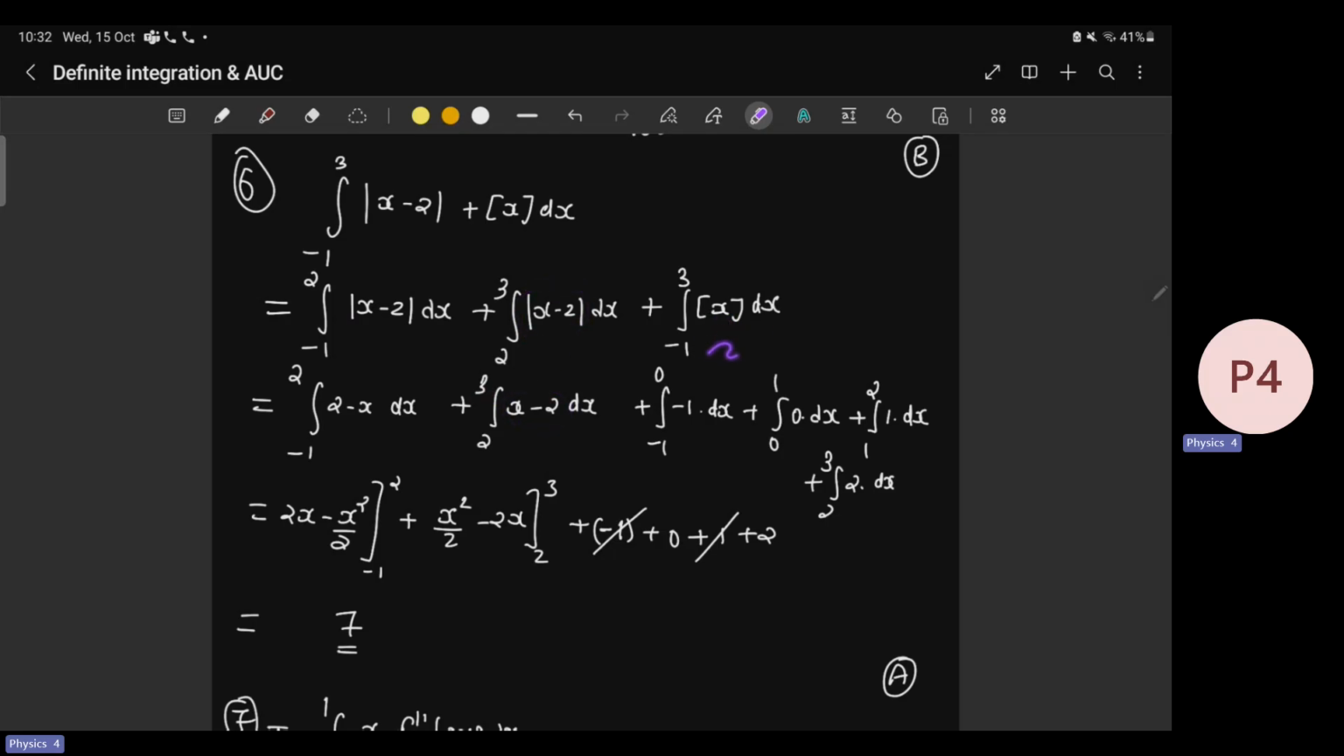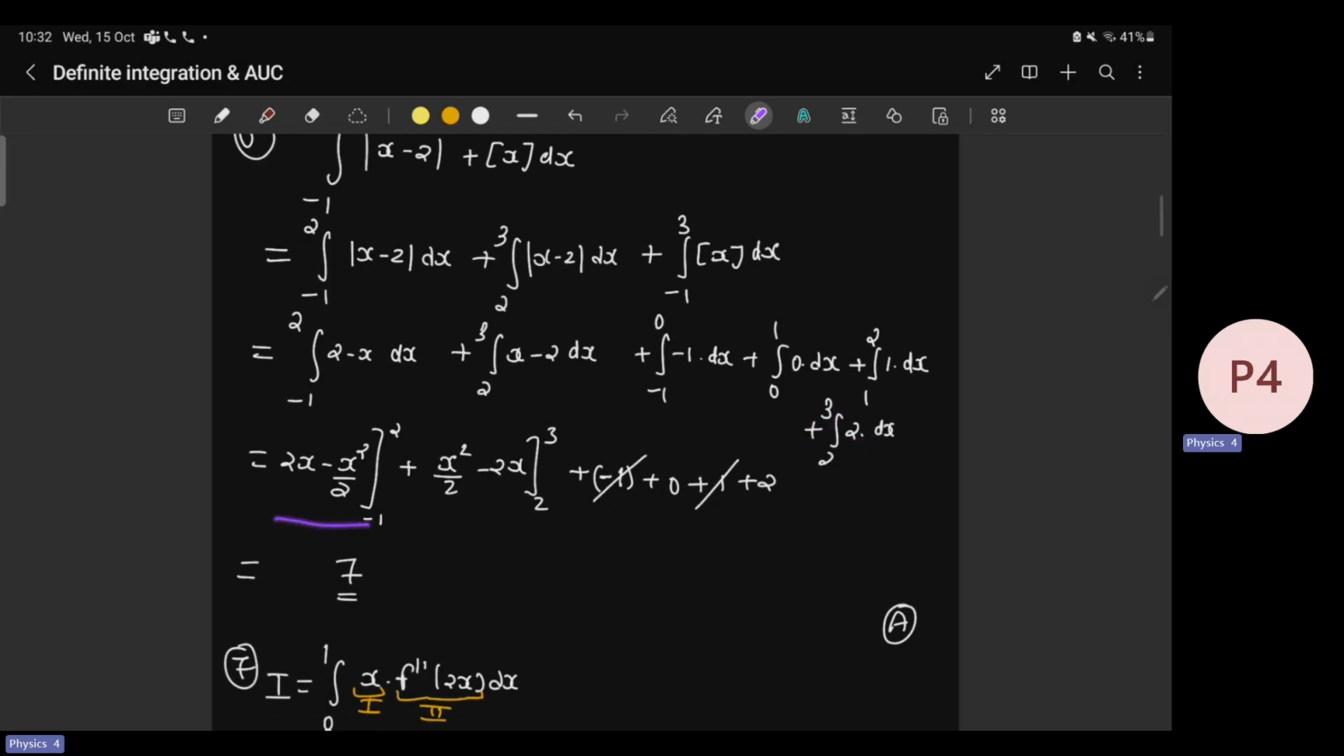Now we will break down this greatest integer function. In the interval minus 1 to 0, this is minus 1 dx. In the interval 0 to 1, when the value of x is 0 to 1, this is 0 dx. When the value of x is 1 to 2, it is 1 dx. When the value of x is 2 to 3, it is 2 dx. All right. Now just simply integrate.